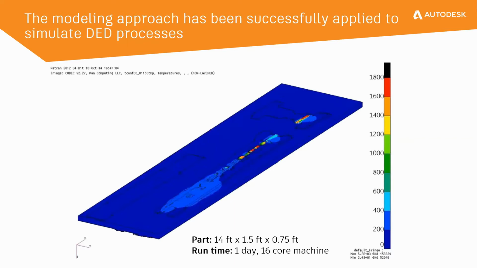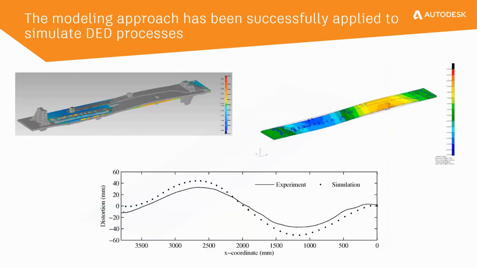and hence it was a good candidate to use this new element on. And as you can see, we managed to complete a solve of a pretty large part, which was around 4.5 meters long, a couple of meters wide, and tens of centimeters thick, within 1 day on a regular workstation, which is a regular 16-core machine. And we didn't just complete the solve, but as you can see, we also managed to get the solve to predict very closely what was happening in real life.